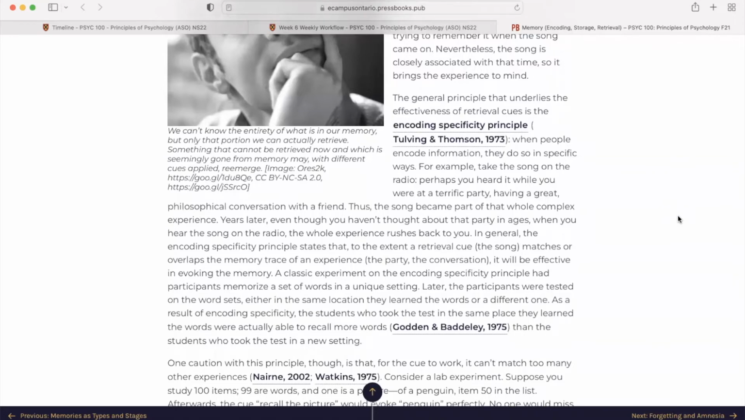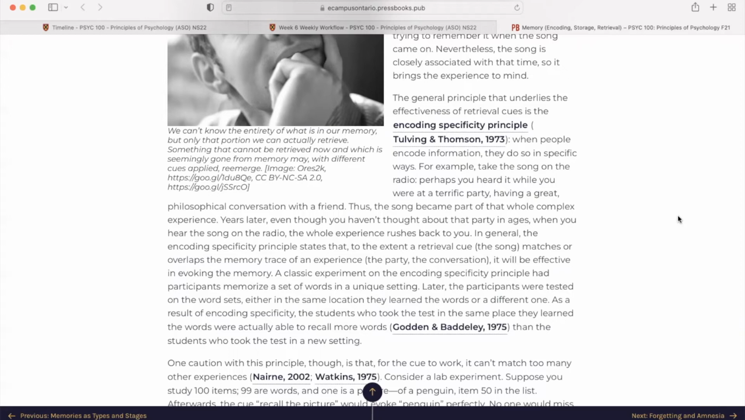A classic experiment on the encoding specificity principle had participants memorize a set of words in a unique setting. Later, the participants were tested on the word sets, either in the same location they learned the words or a different one. As a result of encoding specificity, the students who took the test in the same place they learned the words were actually able to recall more words than the students who took the tests in a new setting.